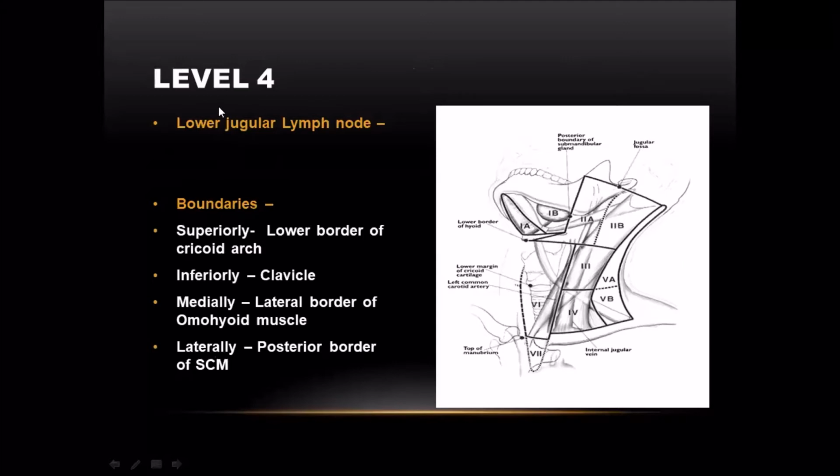Next comes the level 4 cervical lymph node. It is bounded superiorly by the lower border of cricoid cartilage, inferiorly by the clavicle, and medially by the lateral border of omohyoid muscle, and laterally by the posterior border of sternocleidomastoid.